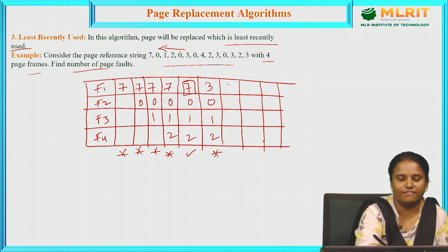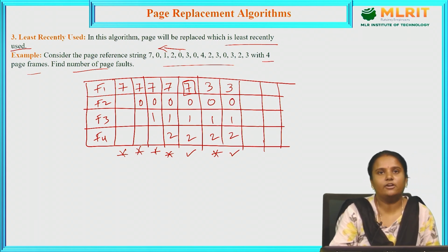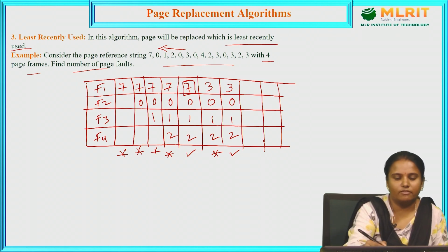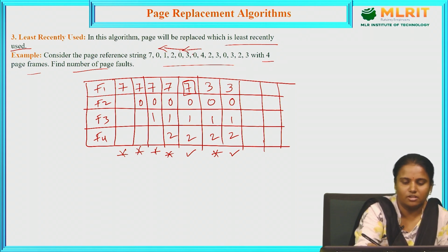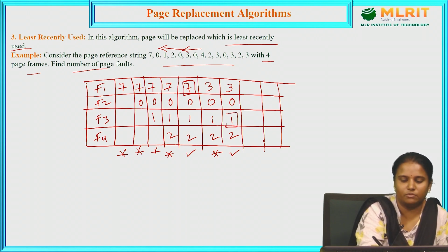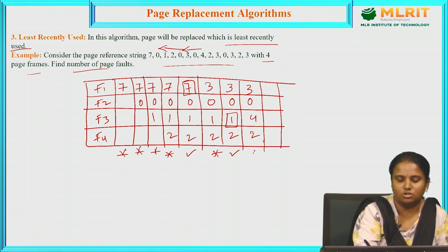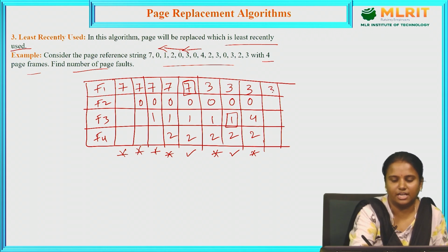Next 0 is arriving. So 0 is present. So 3, 0, 1, 2. It is a hit. Next we need to insert 4. So which page do I have to remove? Again check from the left. 0 is there, 3 is there, 2 is there, 1 is not there recently. So 1 should be removed. So 3, 0, 4, 2. It is also a page fault. Next 2 is present. So 3, 0, 4, 2. It is a hit.